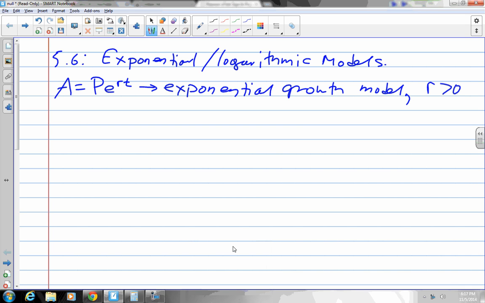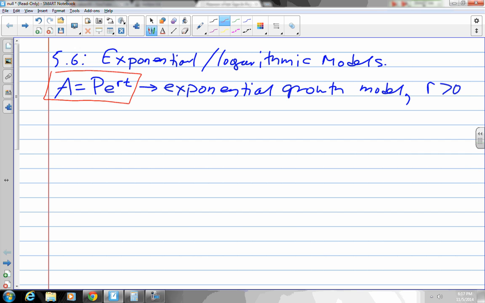So section 5.6, that's the final section, chapter 5. So we're going to do the test next week, review on Monday. So we're just dealing with exponential logarithmic models, so basically the word problems. And it all relates to our PERT formula.